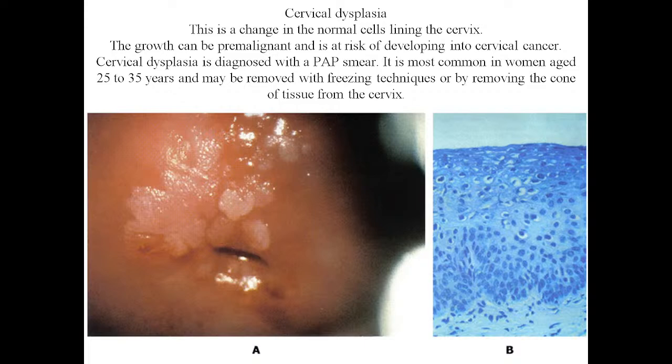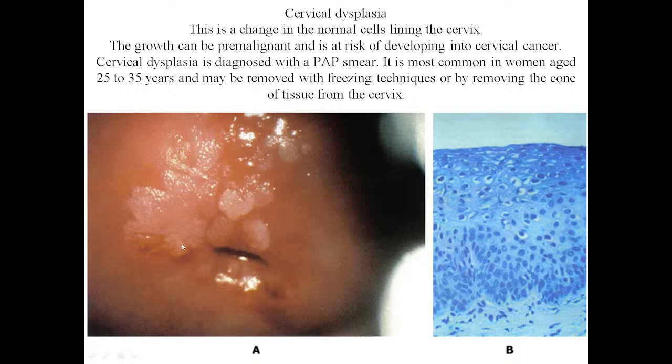Cervical dysplasia is diagnosed with the PAP smear. It is most common in women aged from 25 to 35 years and may be removed with freezing techniques, or by removing a cone of tissue from the cervix.